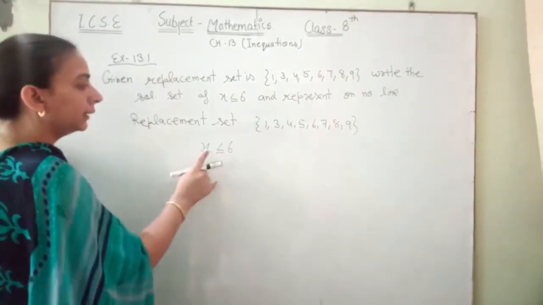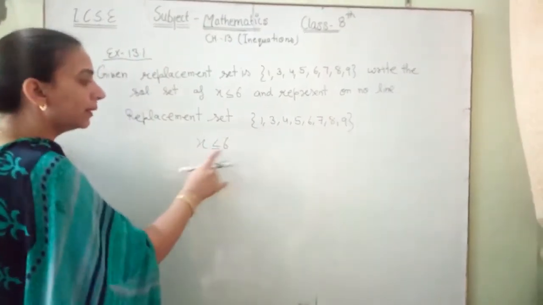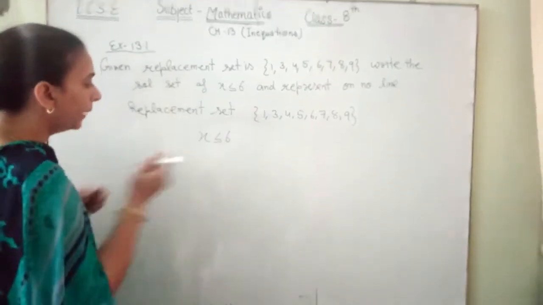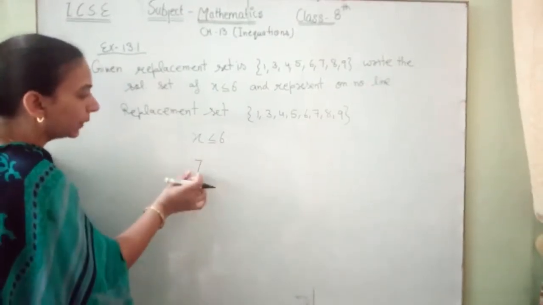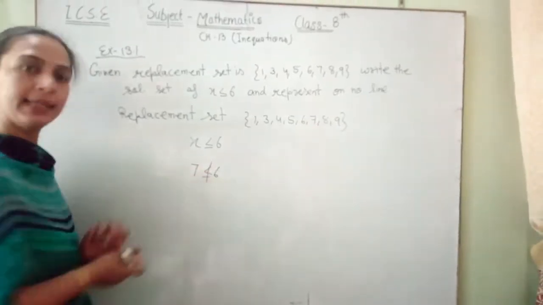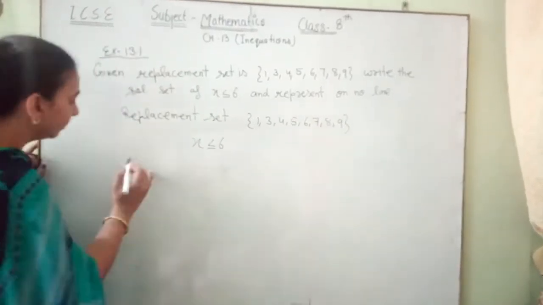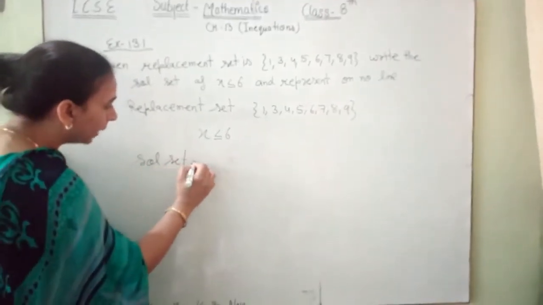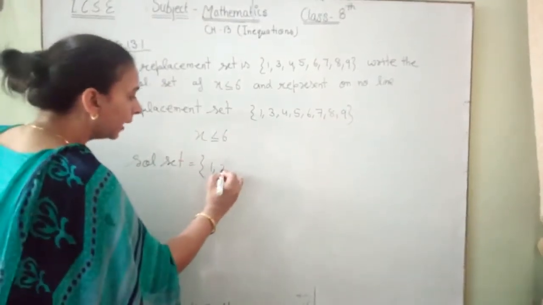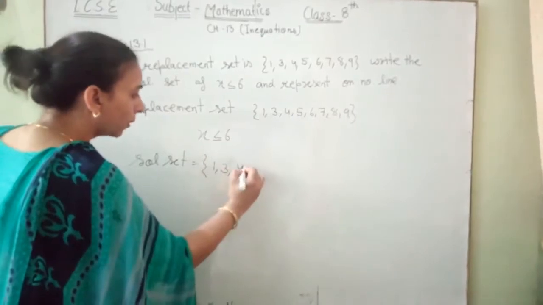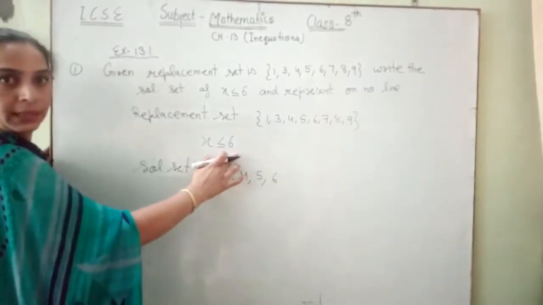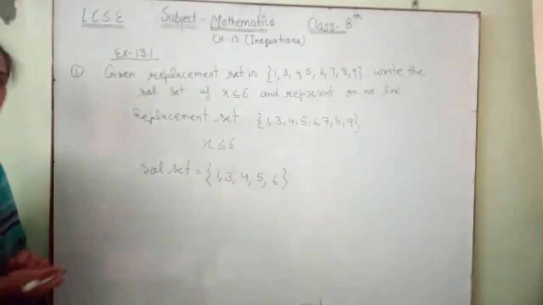If we take 3, then 3 is also less than 6, 4 is also less than 6, and 5 and 6 are also less than or equal to 6. Student, if we take x equal to 7, 7 is not less than or equal to 6. So we write our solution set: the elements 1, 3, 4, 5 and 6 satisfy the condition, because 3, 4 and 5 are less than 6, and 6 is equal to 6. Okay student, this is our solution set.